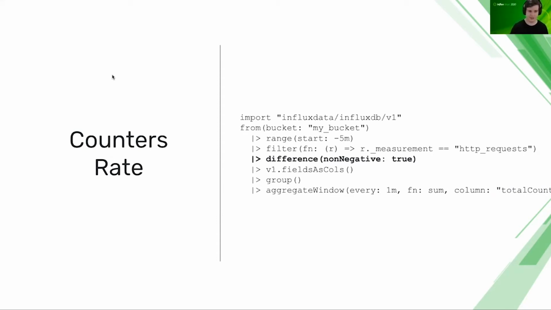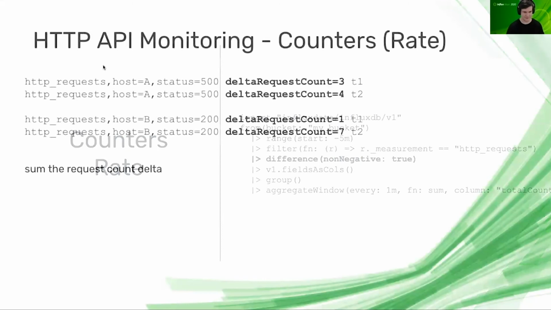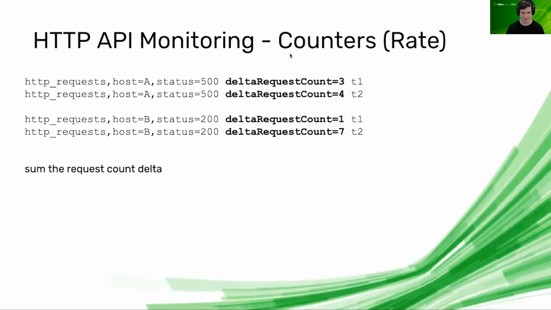But I do want to call out this non-negative here. What can happen in counters is, say for whatever reason, the thing that's tracking the state of this counter resets. And when it resets, it goes from a very high value to a very low value. What that results in is you get a negative value when you compute the difference. So what we're saying is we don't want any negative values, so we only want the non-negative values from this thing. Once we do that, we take the difference, which is great. That gives us our delta request count.